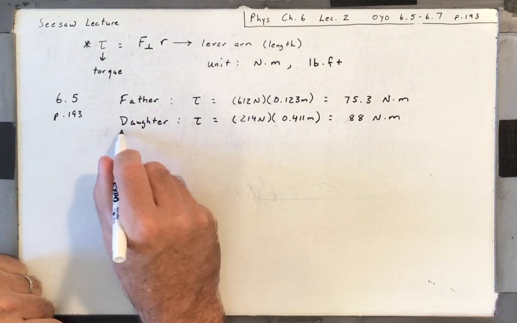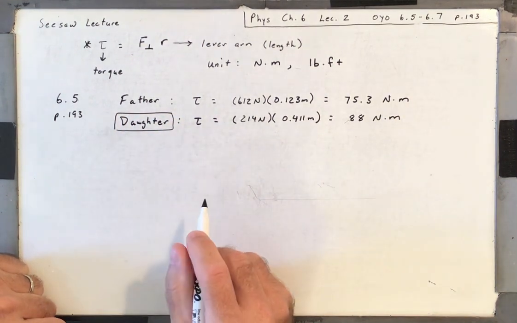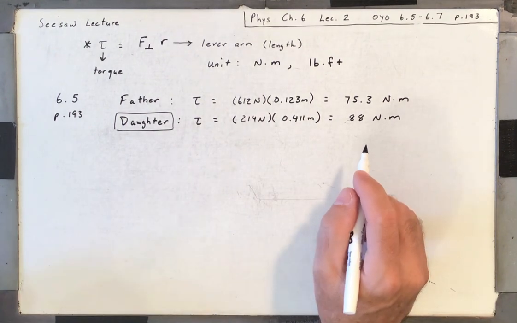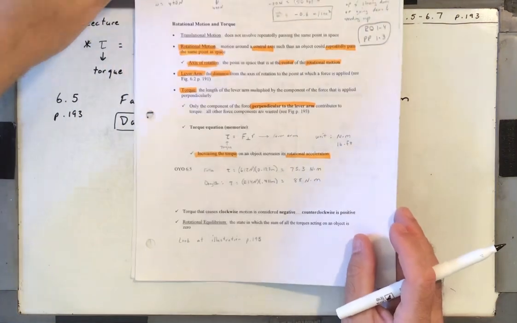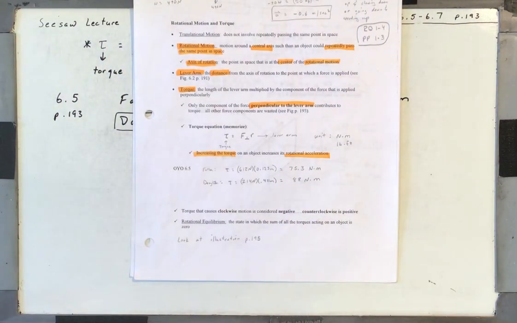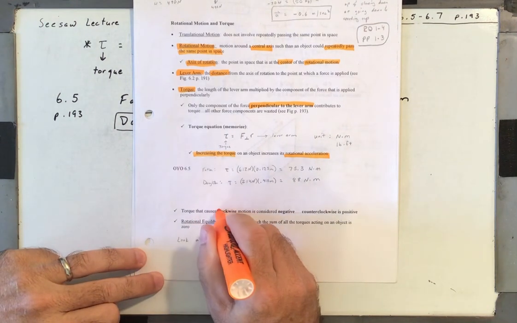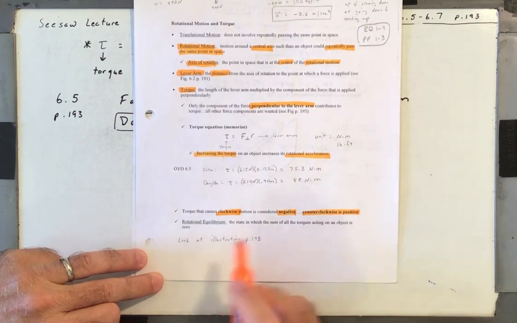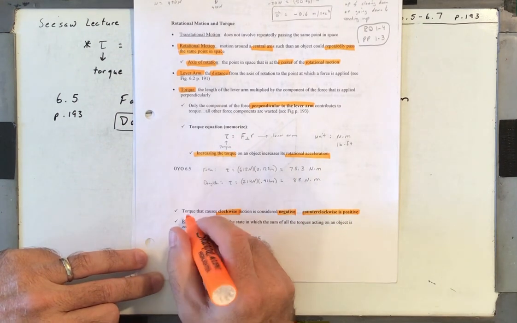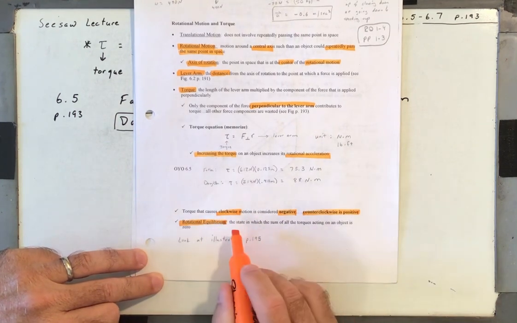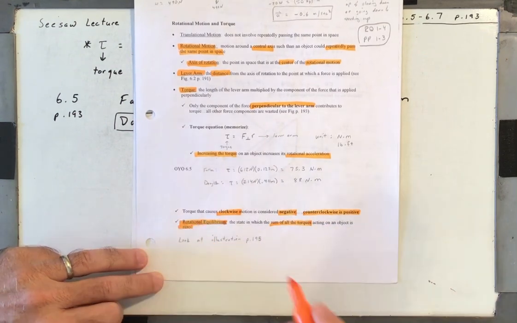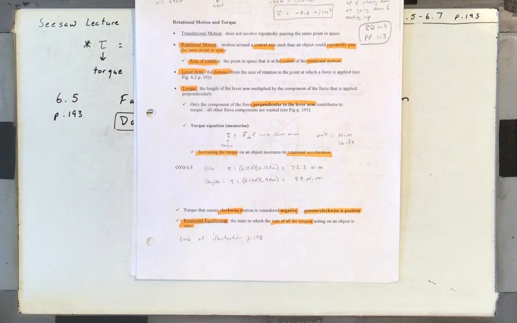So it's actually the daughter that's more likely to get the lug nut loose. Okay, so going down the notes, we're going to set a standard that torque that causes clockwise motion is considered negative, and counterclockwise is positive. If you are in rotational equilibrium, that's the state in which the sum of all the torques is 0.